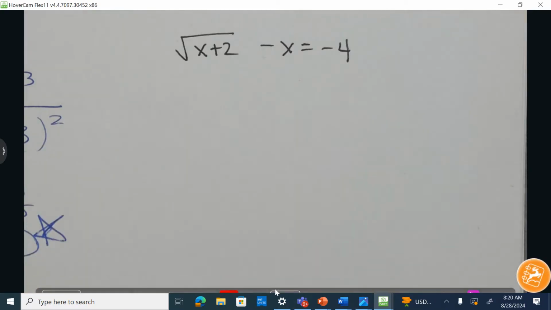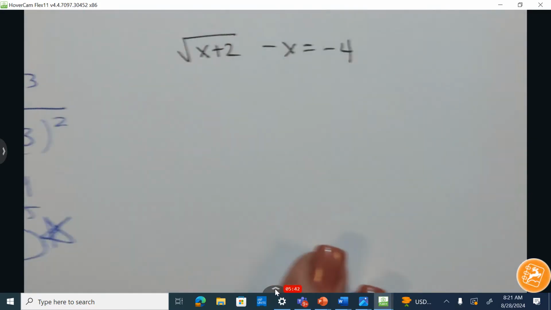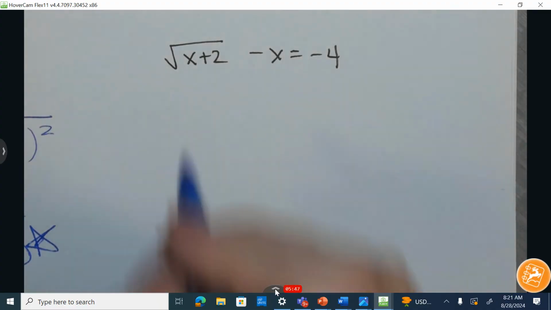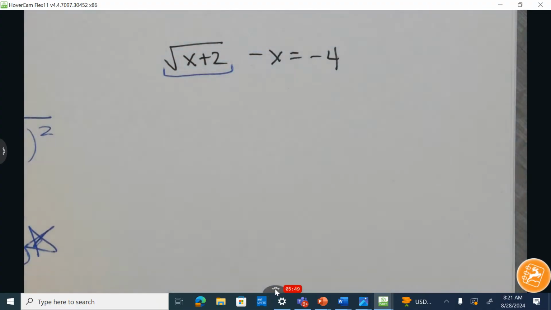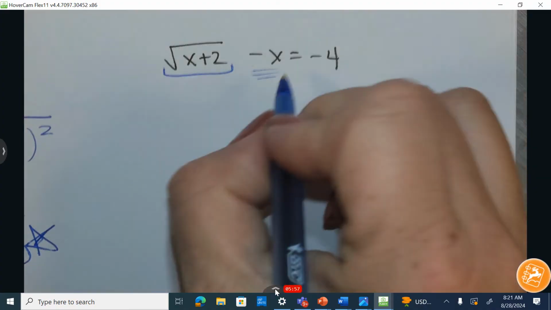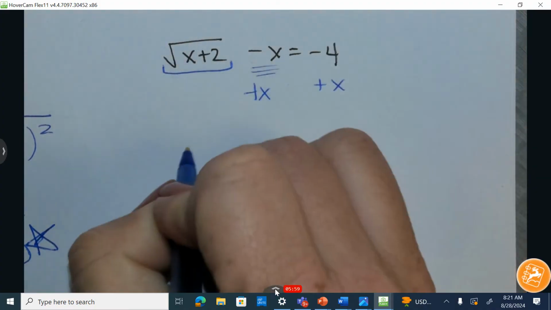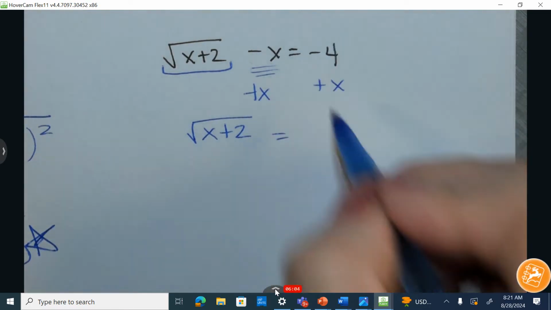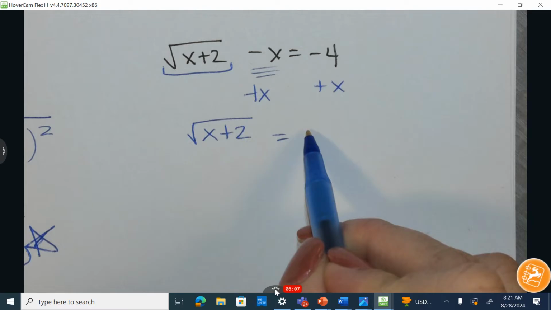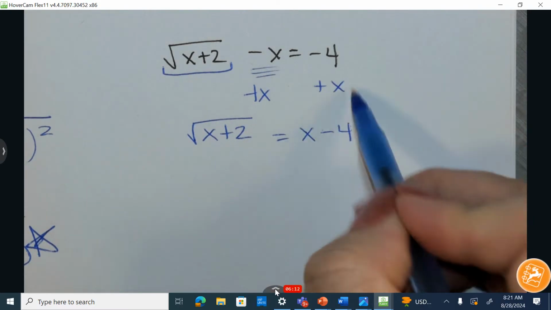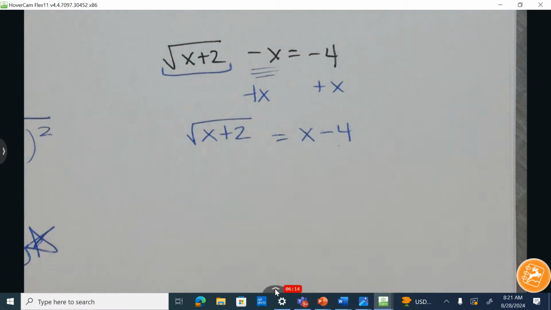All right, we're looking at the second main example here. Just like in the previous example, we want to get this radical by itself first. We're going to do the same thing here. So make a little underline here. We want to get this portion by itself. In order to get the square root of x plus 2 by itself, I have to move the subtracting x. The opposite of subtracting x is adding x. So I have the square root of x plus 2 is equal to, and how I write these doesn't matter. I could write negative 4 plus x, or I could write x minus 4. Either way, I have a positive x and a negative 4.